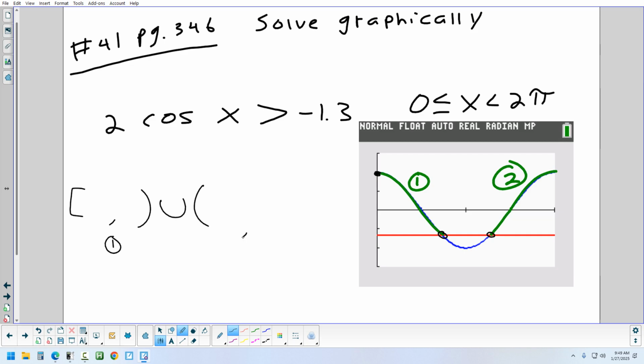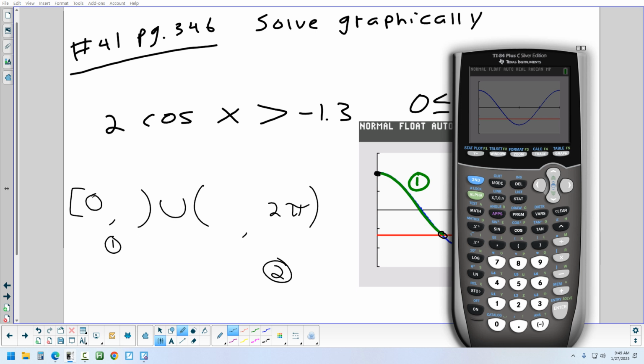How about the endpoint for interval 2? Include or not include? Include. How come? Because it is above the red line. So for the endpoint for interval 2, it is above the red line, but there's something else we need to consider. Oh, it's less than 2 pi. It's at the edge of the window, and you can't include the edge of the window. So we already know interval 2 ends at 2 pi, and we know where interval 1 starts because it's the other edge of the window. So interval 1 starts at 0. Now we just have to find where interval 1 ends and interval 2 starts.